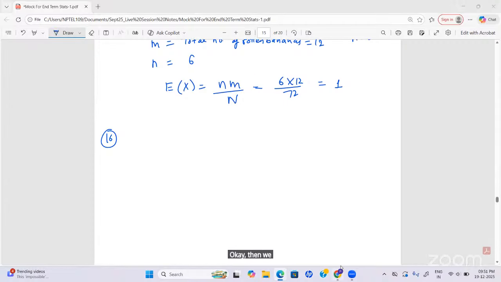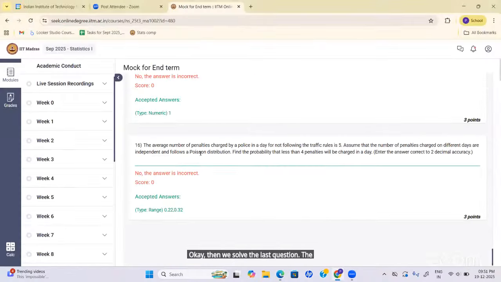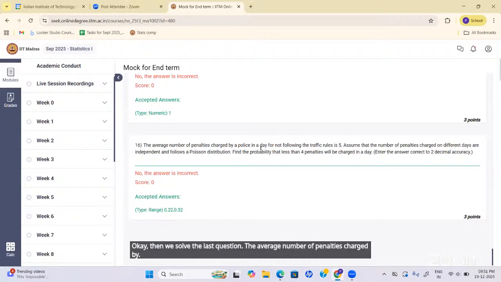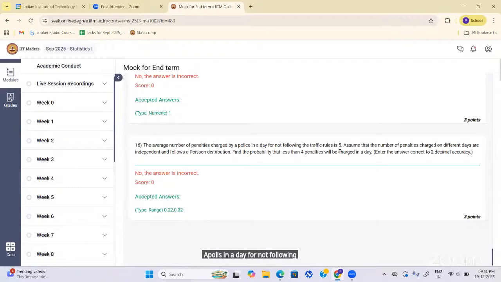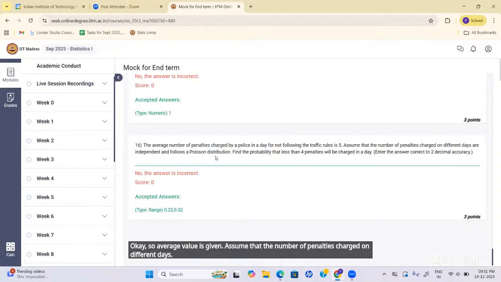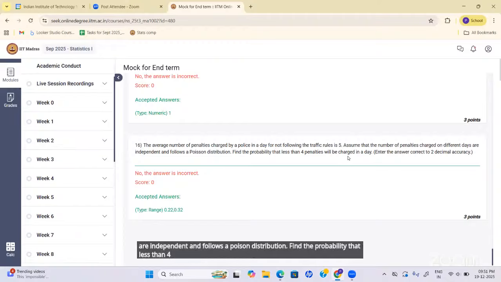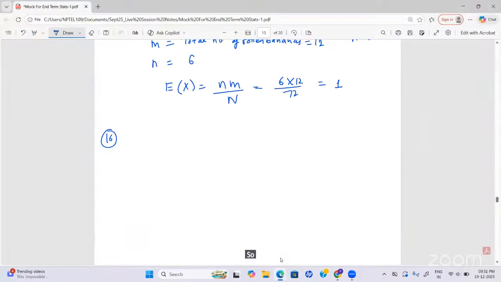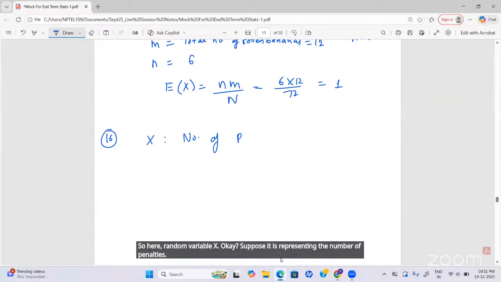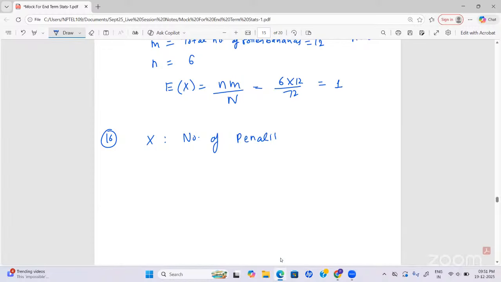Okay, then we solve the last question. The average number of penalties charged by a police in a day for not following the traffic rules is 5. So the average value is given. Assume that the number of penalties charged on different days are independent and follow the Poisson distribution. Find the probability that less than 4 penalties will be charged in a day. So here random variable x represents the number of penalties, and it follows the Poisson distribution.